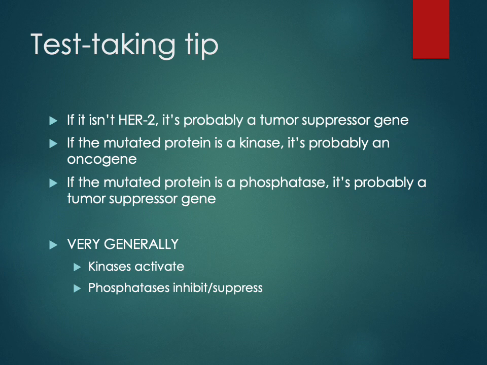So test taking tips here. If it isn't HER2, it's probably a tumor suppressor gene. And if the mutated protein is a kinase, it's probably an oncogene. If the mutated protein is a phosphatase, it's probably a tumor suppressor gene, if you just don't know what the gene is. And then very generally, kind of going along with this, kinases activate, again, kind of the way oncogenes work, and phosphatases inhibit or suppress.